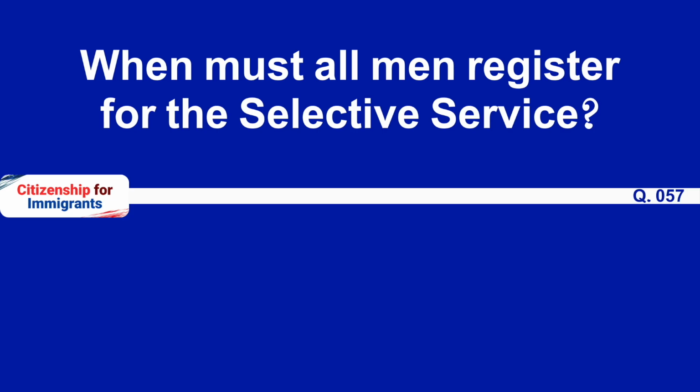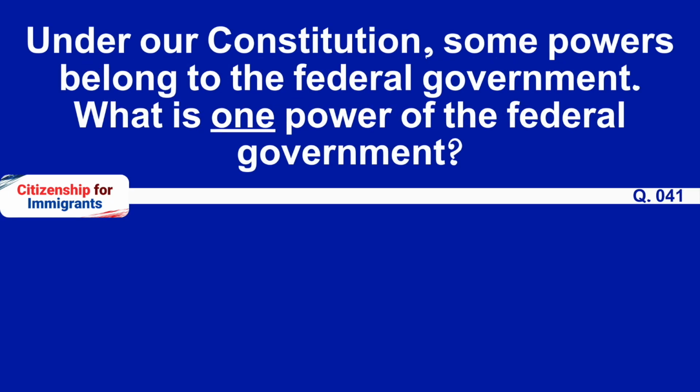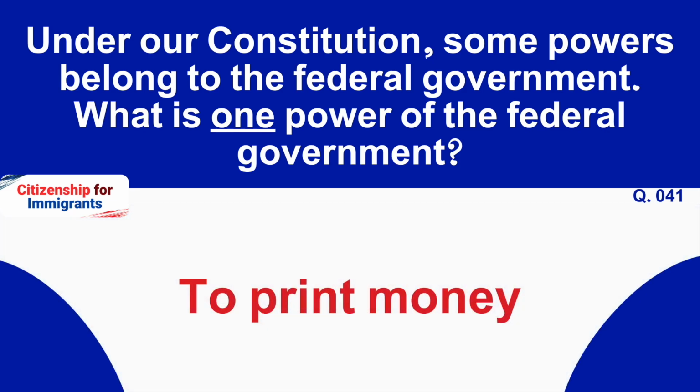When must all men register for the Selective Service? At age 18. Under our Constitution, some powers belong to the federal government. What is one power of the federal government? To print money.